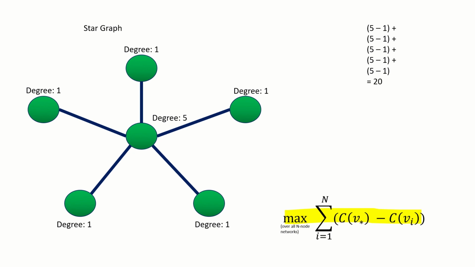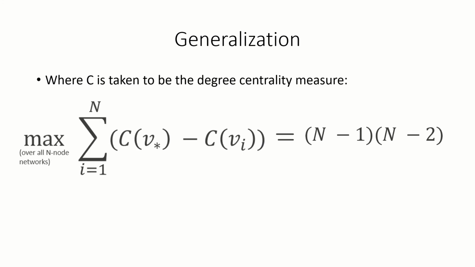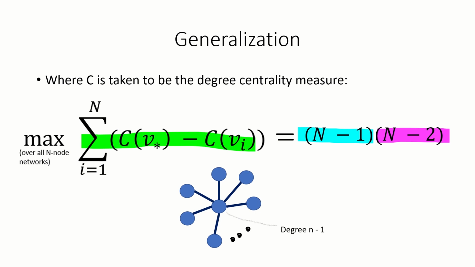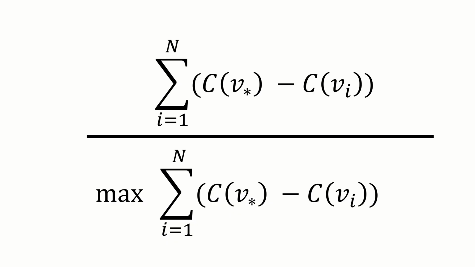Note that there's no other graph we can build on 6 nodes that contains a node with a greater sum of differences of centrality than the 6-node star. Generalizing for any n value, the maximum possible sum of differences of degree centrality for a network with n nodes is n-1 times n-2. It comes from the fact that the central node in an n-node star is connected to n-1 other nodes, meaning that this sum has n-1 non-zero summands. And the difference in degree centrality between the central node and any other node is n-2, as the central node always has degree n-1, and the other nodes always have degree 1. So that's our denominator.